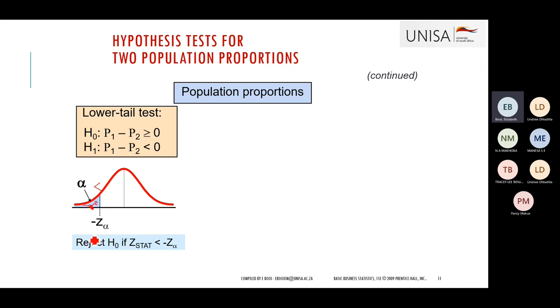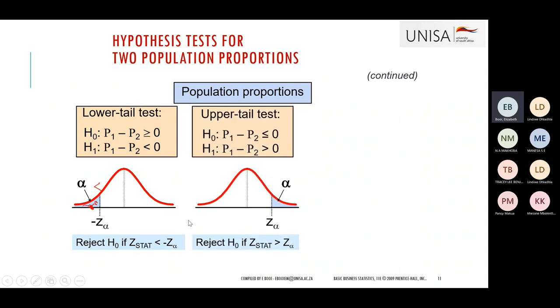In word format, we state it this way: we reject the null hypothesis if the Z test statistic is less than the negative Z critical value. Because it's a one-tailed test, when we find the critical value we do not divide alpha by 2. Only when it is a two-tailed test do we divide alpha by 2. For the upper-tailed test, which is also a one-tailed test, we look at the alternative. When the alternative says greater than, the region of rejection will be on the right-hand side. Again, if your Z test statistic falls in the shaded blue area, we reject the null hypothesis. Otherwise, we do not reject the null hypothesis.